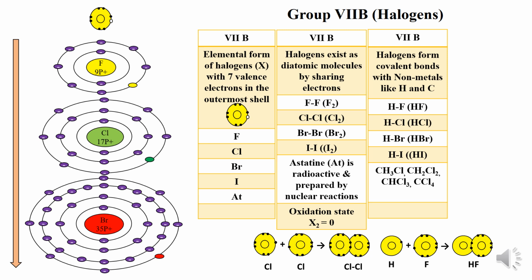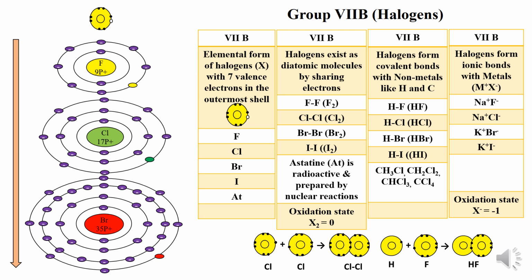The covalent bond is formed between hydrogen and fluorine by mutual sharing of electrons. Now, halogens form covalent bonds with non-metals, while they form ionic bonds with metals. Here M stands for metal and X stands for halogen.